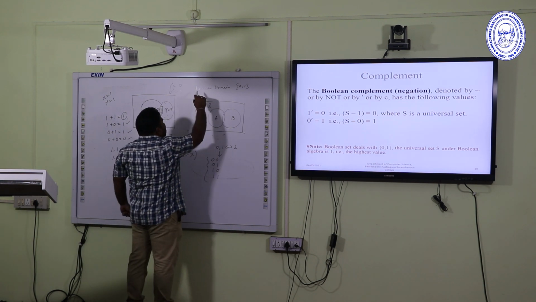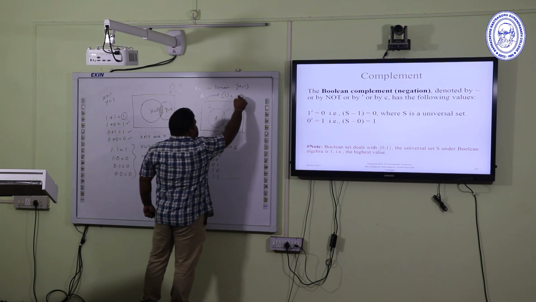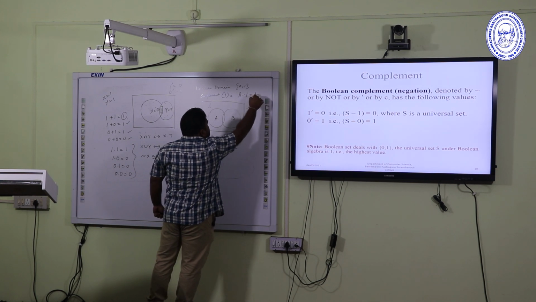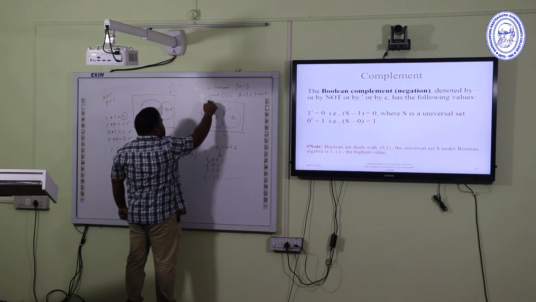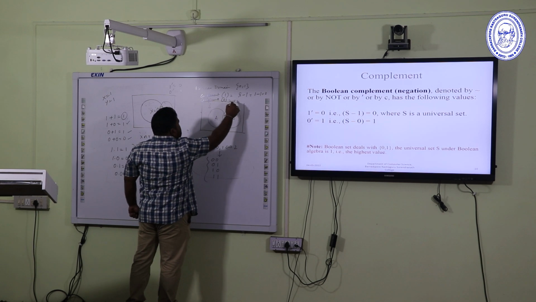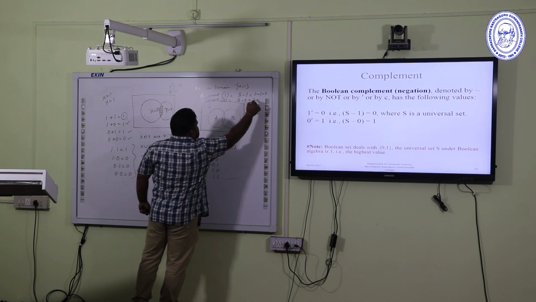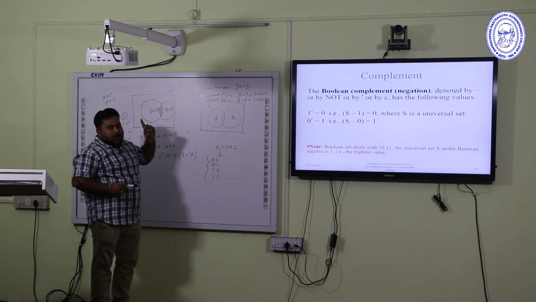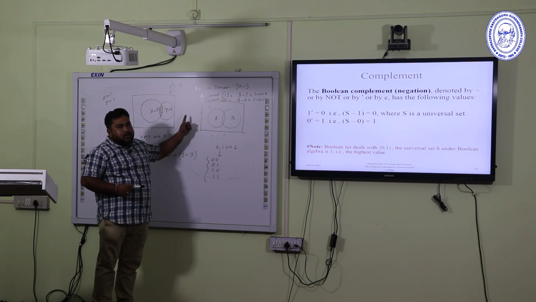So if we want to calculate the complement of 1, that means S minus this number 1. So here S means the universal set is 1, 1 minus 1, that is equal to 0. Similarly, the complement of 0 is equal to S here, that is 1 minus 0, is equal to 1. Hence, we can conclude that the complement of 1 is equal to 0, but the complement of 0 is equal to 1.